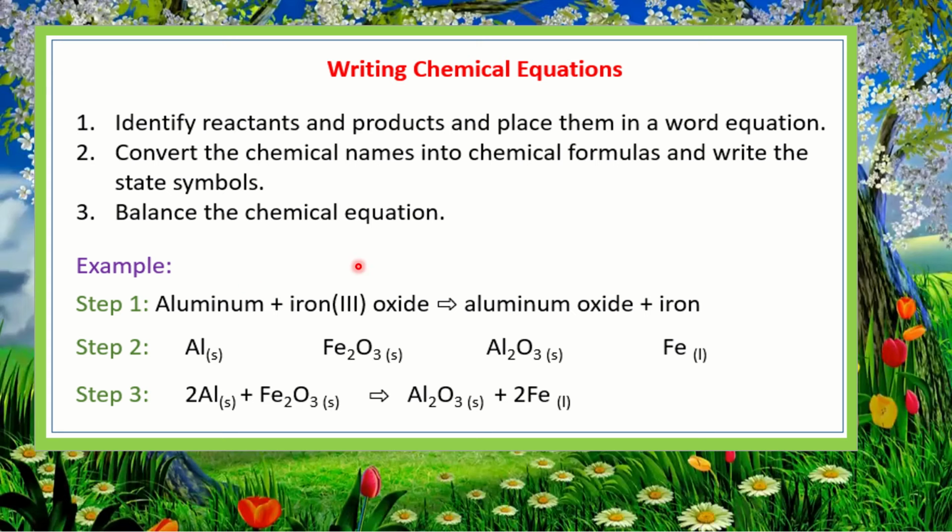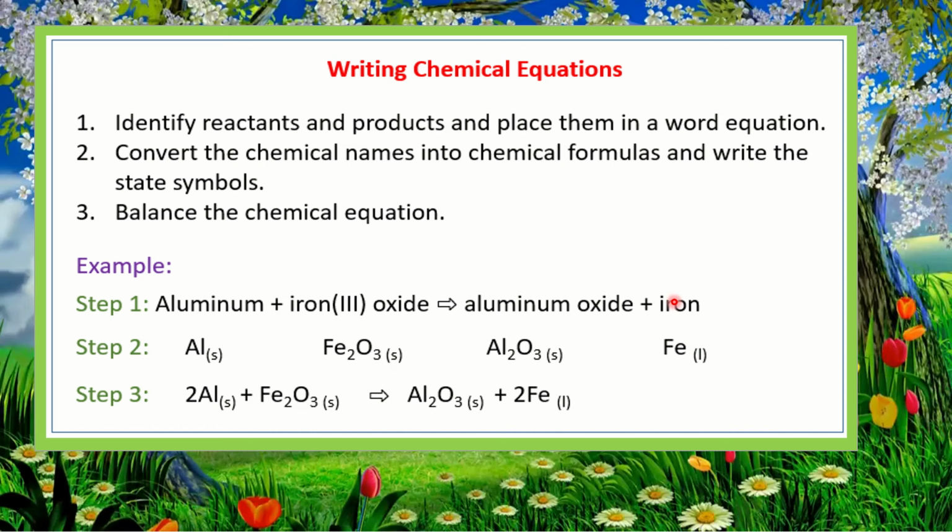Now you will convert the names into symbols and formulas. This is aluminium, so it is Al, the symbol of aluminium. Ferric oxide is Fe2O3. Now aluminium oxide is Al2O3, and iron is Fe.